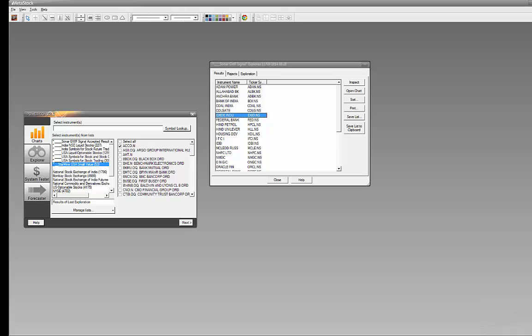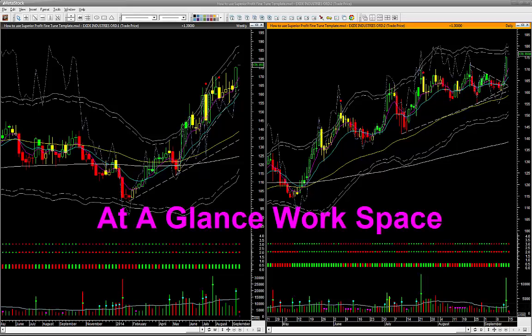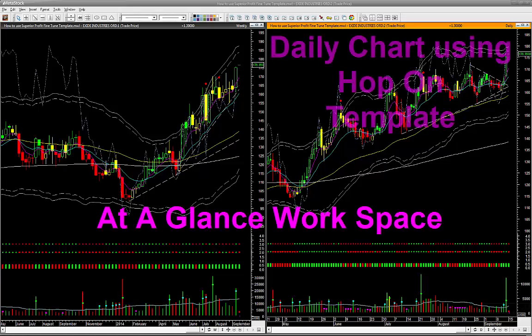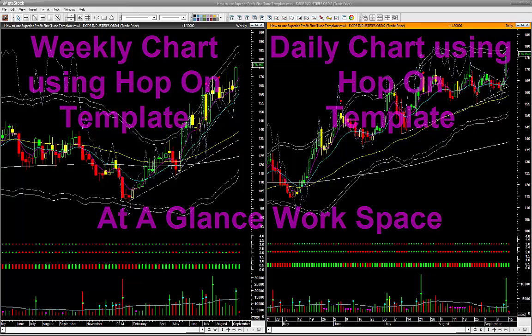So on Thursday, 11th September, we ran Sonar and found Exide to be a potential trend following trade candidate. We will now look at it through At a Glance to confirm the trade opportunity. This is Exide seen through At a Glance. On the right side, we have the daily chart using Hopon template. On the left is the weekly chart using Hopon template.